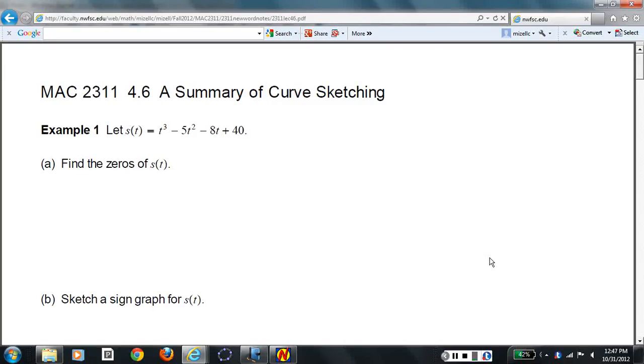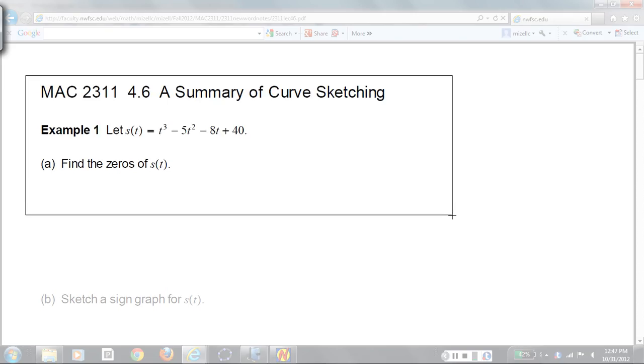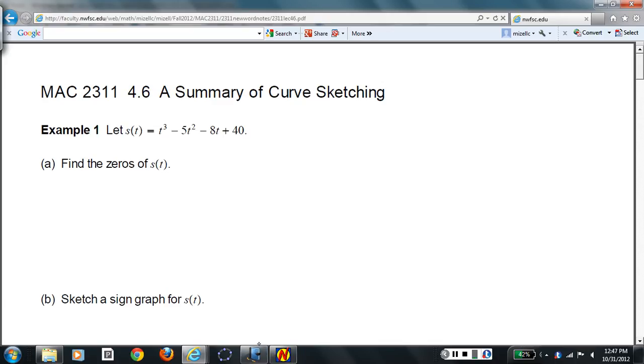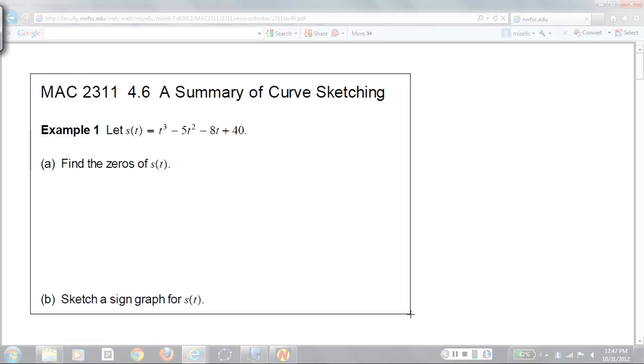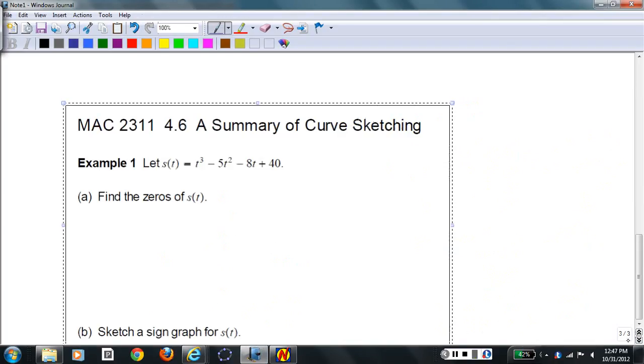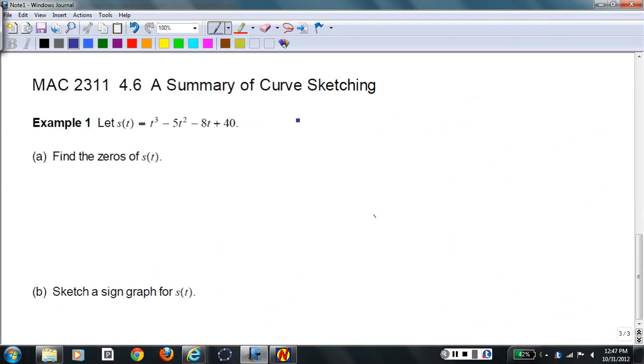This can be factored by grouping. We could do this without factoring by grouping if we graphed it, looked for x-intercepts, and maybe used a little synthetic division and the factor theorem. But I believe we can do this. Actually, the sign graph will probably fit on there as well. S of t equals t squared times t minus 5 minus 8 times t minus 5.